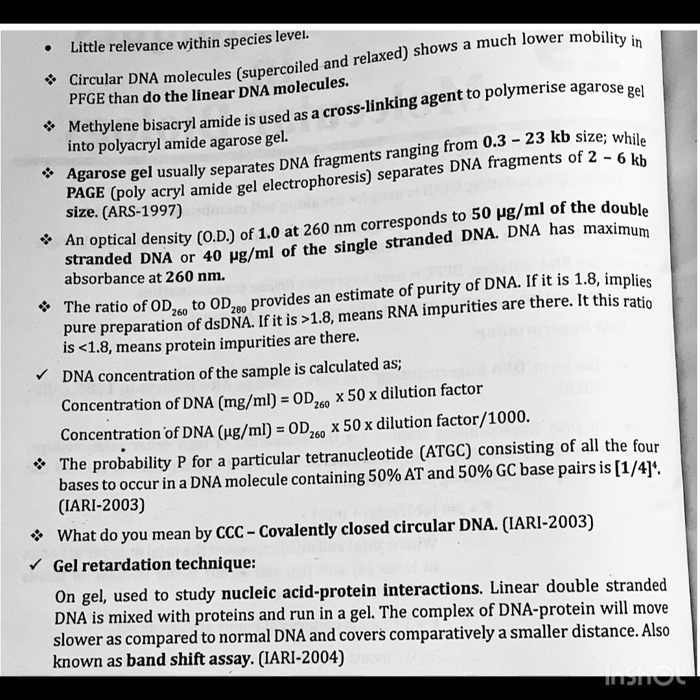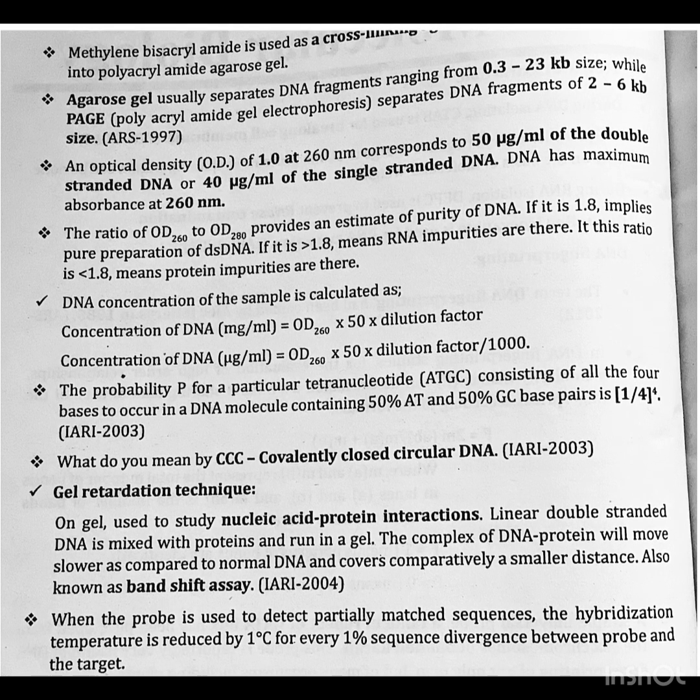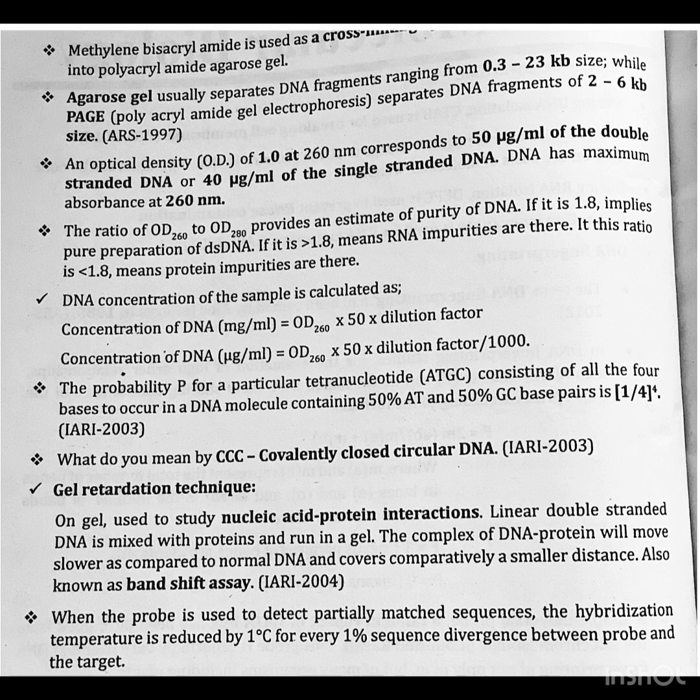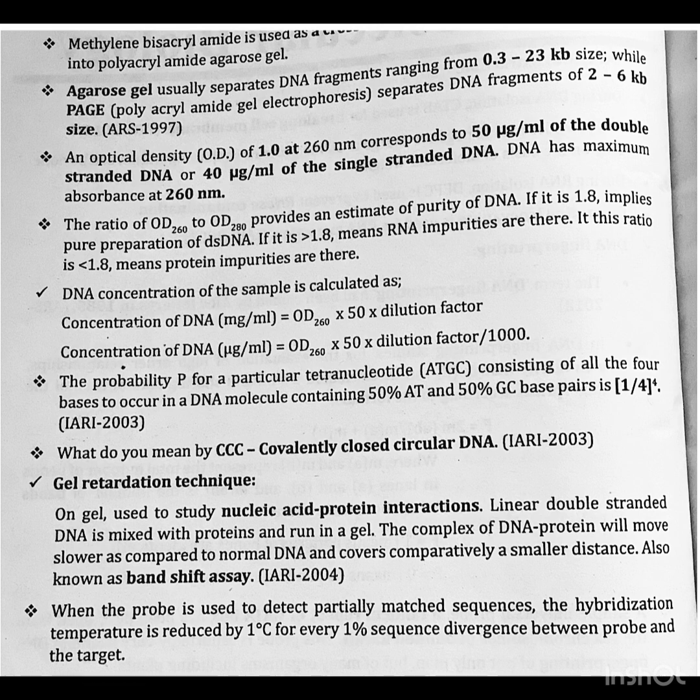ARS 1997 question. An optical density of 1 at 260 nanometer corresponds to 50 microgram per ml of double stranded DNA or 40 microgram per ml of single stranded DNA. DNA has maximum absorption at 260 nanometer. The ratio of optical density 260 to optical density 280 provides an estimate of purity of DNA. If it is 1.8, it implies a pure preparation of double stranded DNA. If it is greater than 1.8, RNA impurities are there. If this ratio is less than 1.8, protein impurities are there.